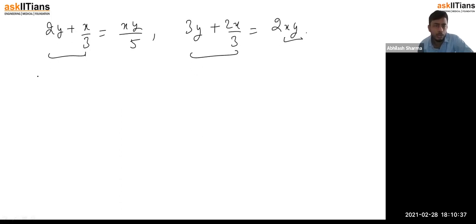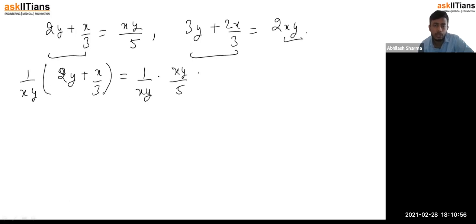Another way can be to first multiply both sides by 1 upon xy. So how does that help? Let us see. This is what we get, right? So now when you open this bracket, you will get 2y upon xy, which is 2 upon x only, and 1 by xy into x by 3. So x and x will cancel, so 1 upon 3 is equal to 1 upon 5, because xy gets cancelled, right?